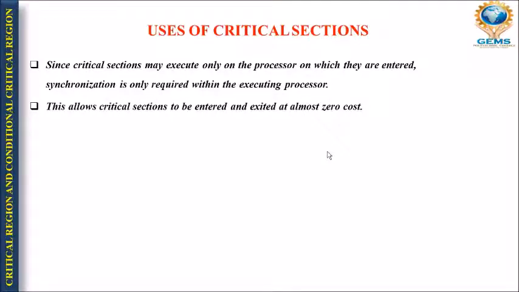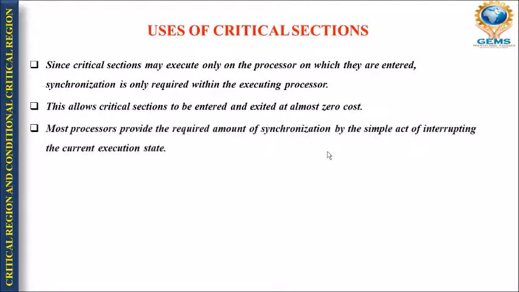This allows the critical section to be entered and exited at almost zero cost. So entering the critical section or exiting from the critical section generally does not incur any cost. So zero cost will be there. Most processors provide the required amount of synchronization by simply saving the interrupted current execution state. So how are we achieving the required amount of synchronization? By saving the interrupted current execution state.